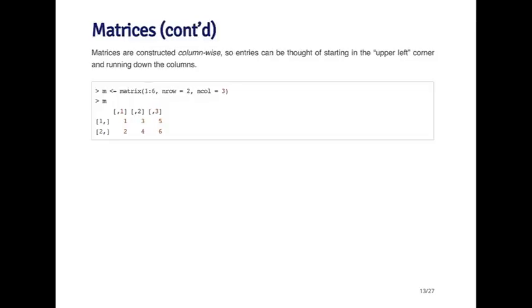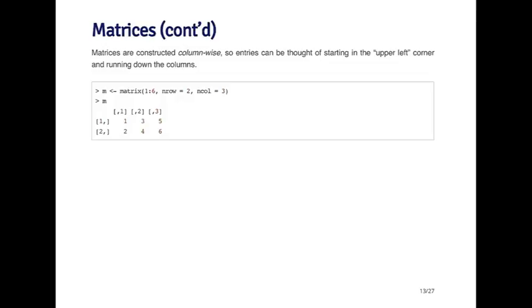Matrices are constructed column-wise, so you can think of the matrix taking a vector, and all the numbers are inserted into the matrix by columns. So the first column gets filled, and then when you hit the maximum number of rows, the second column gets filled, and the third column, etc.